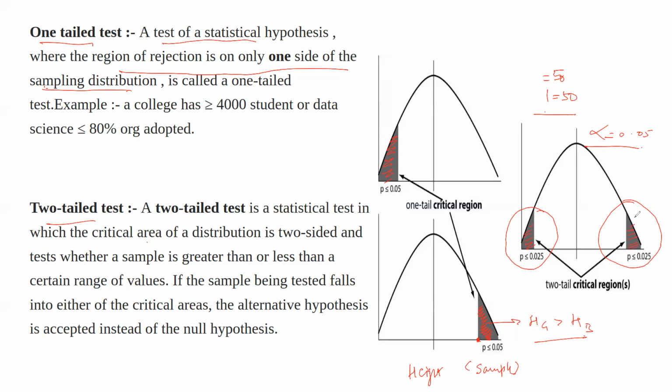So if we are able to observe the extreme left and extreme right cases, then we would definitely say that we are going to reject our null hypothesis. This is called a two-tailed test, in which the sample falls in either of the critical areas. And if it falls here, then the alternative hypothesis is being selected.